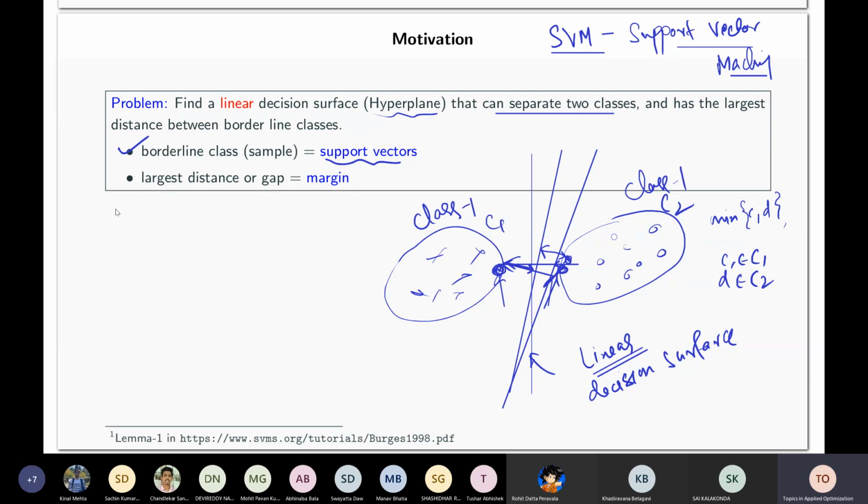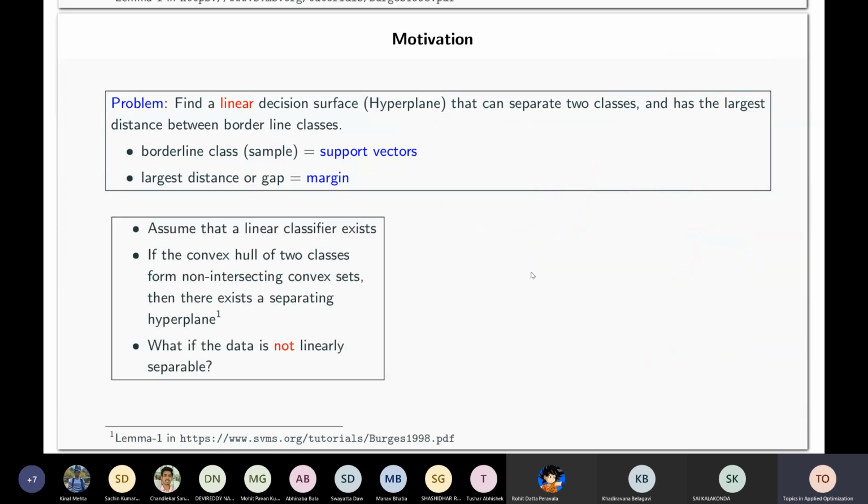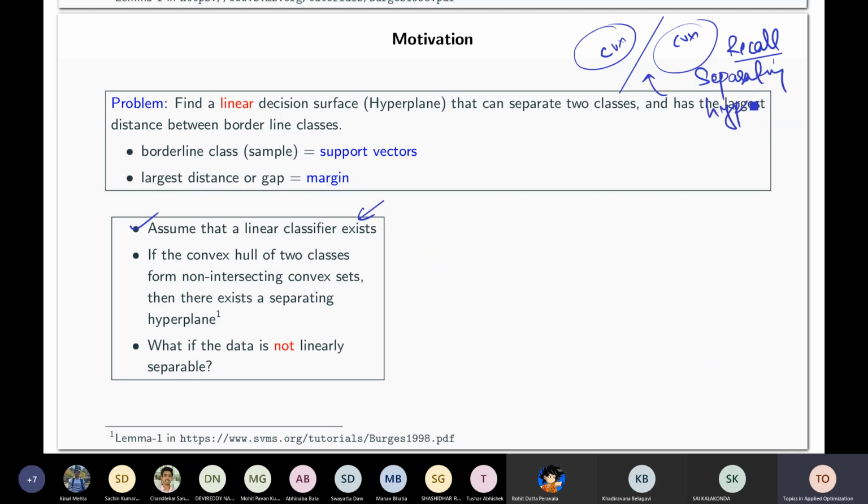Just memorize these things. What we want is the largest distance, or the gap, or the margin. So this is called margin: the largest distance from the linear decision surface on either side. First of all, we must assume that the linear classifier exists. When does it exist? Do you recall when it was guaranteed? When we had convex sets, we had the separating hyperplane theorem. If these are convex and these are convex, then you recall the separating hyperplane theorem. We did a proof of this, of when it is guaranteed that it exists.